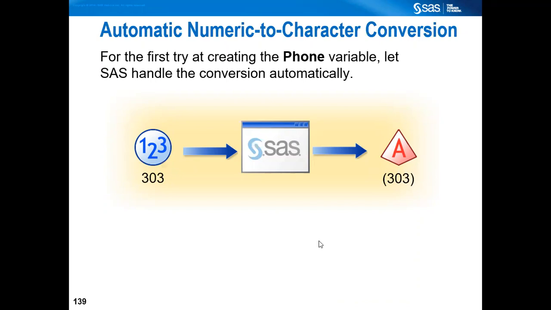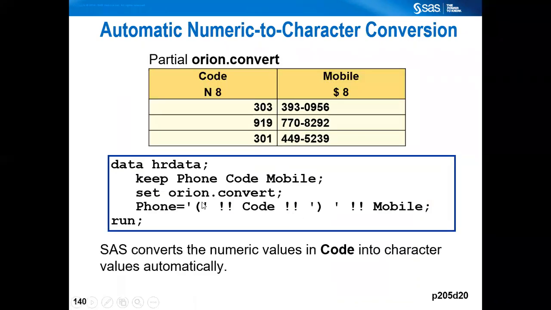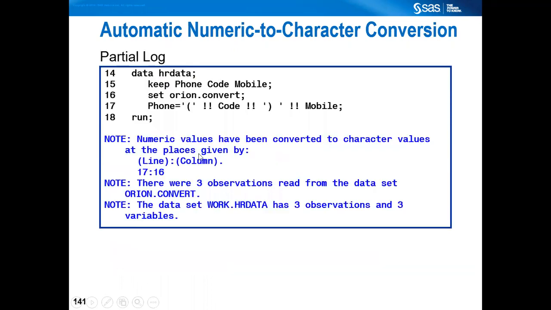You simply write your expression using the concatenating operator, where you want this bracket to be concatenated with this code, open bracket, close bracket along with a space, concatenated with mobile. So you're using the concatenating operators. Your numeric column will automatically get converted to character. This is what you see as a note in your log. All right, I hope you all are with me.